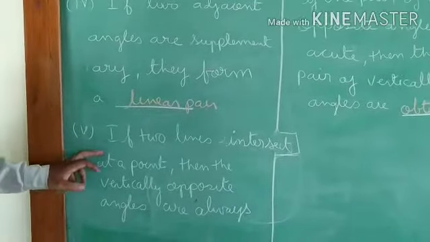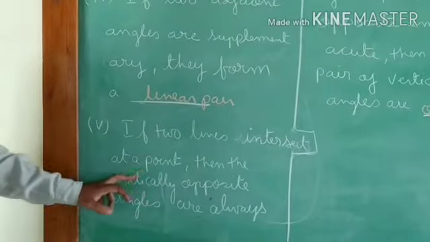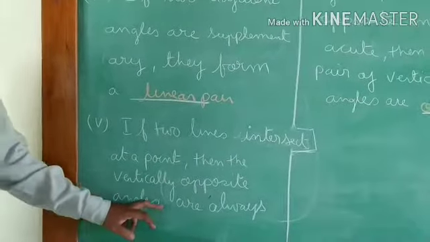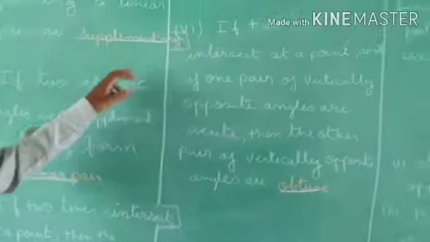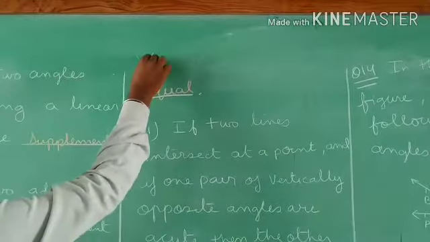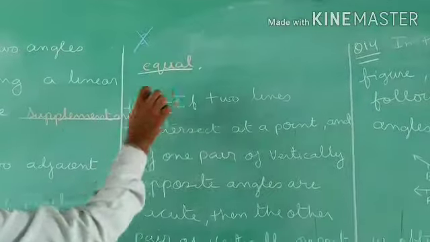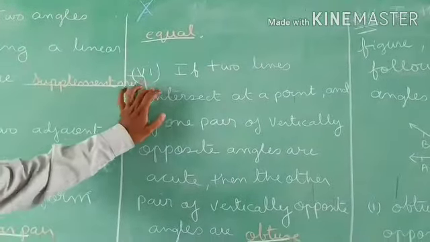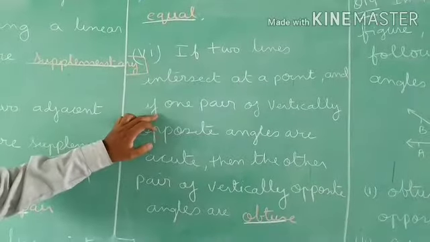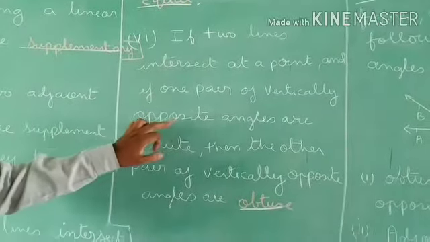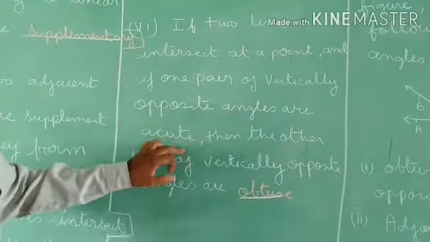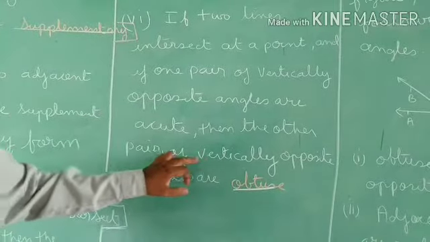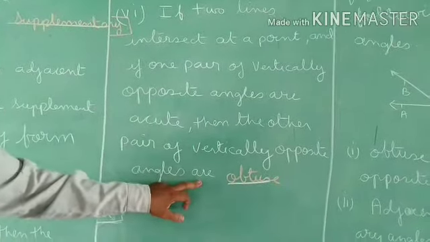Fifth part, if two lines intersect at a point, then the vertically opposite angles are always, you can see, always equal. Right here, I already discussed with you the definition of vertically opposite angle. Now sixth part, if two lines intersect at a point and if one pair of vertically opposite angles are acute, then the other pair of vertically opposite angles will be obtuse.